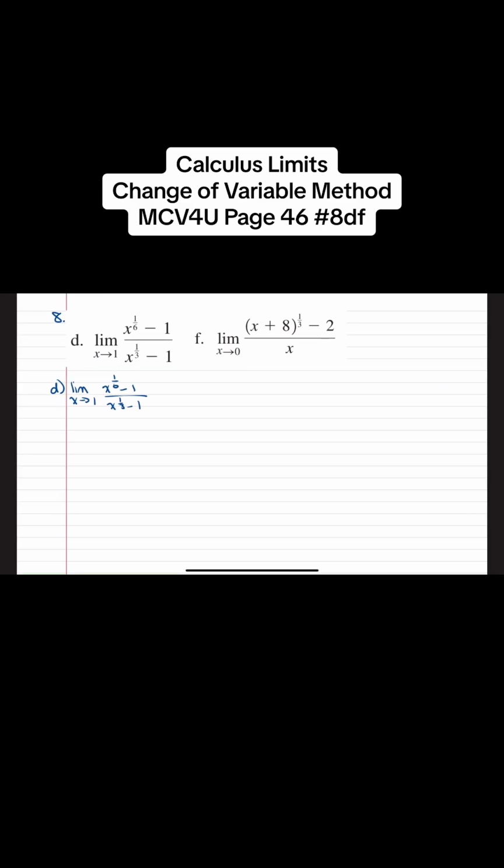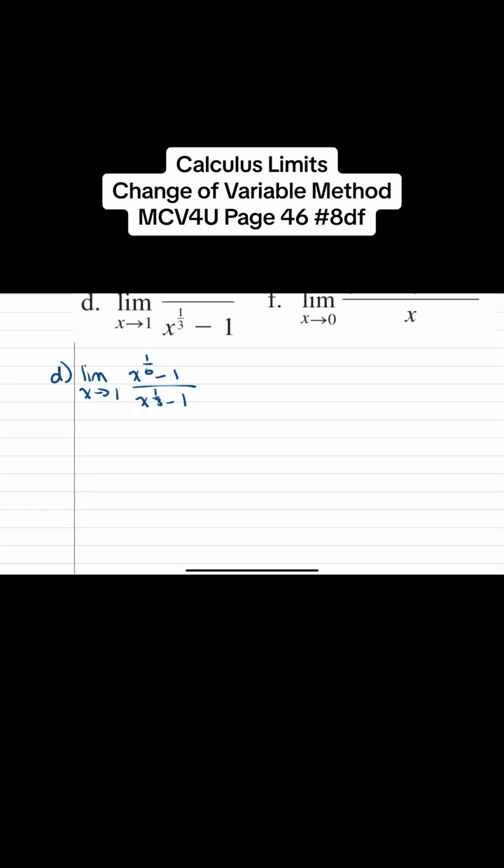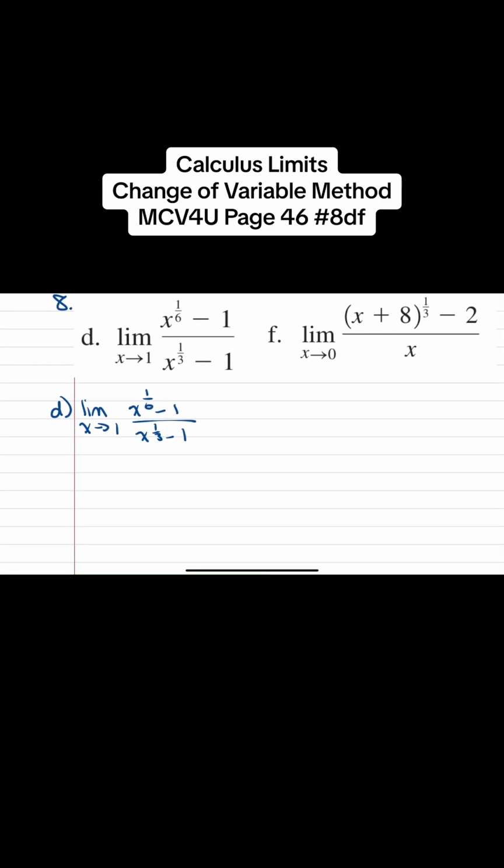Okay, so question number D is saying the limit as x approaches 1 of x to the 1 over 6 minus 1 all over x to the 1/3 minus 1. Right now, one way we can solve this question is by using the change of variable method, where we will choose any letter and set it equal to x to the 1/6 or x to the 1/3. But the question is, what are we going to choose? Right now, the issue we have with this is if we plug in 1, we're going to get 1 minus 1 at the bottom, which is equal to 0, and we cannot divide by 0. So what we can do is we can set up some let statements.